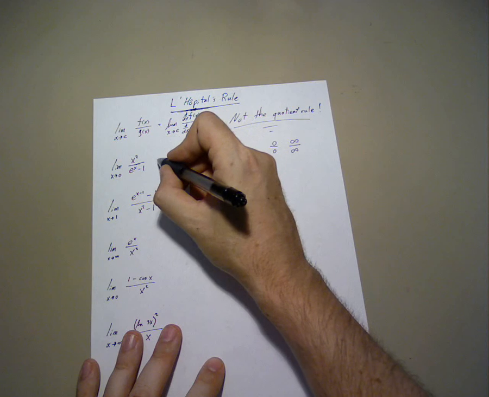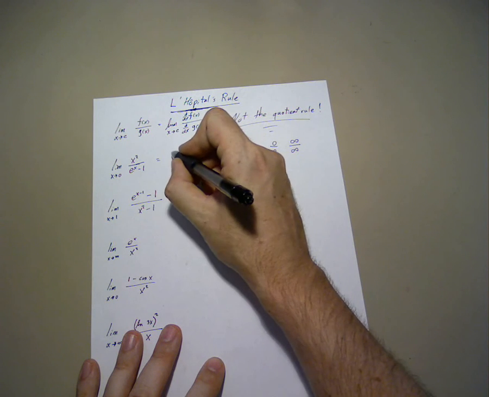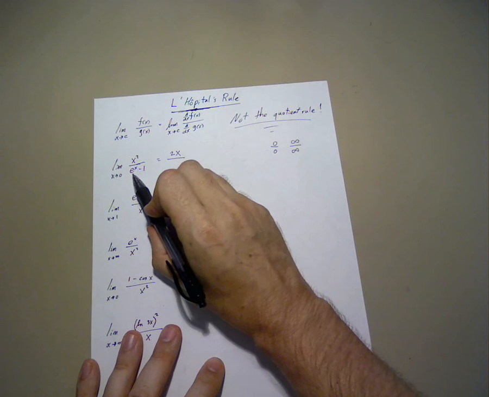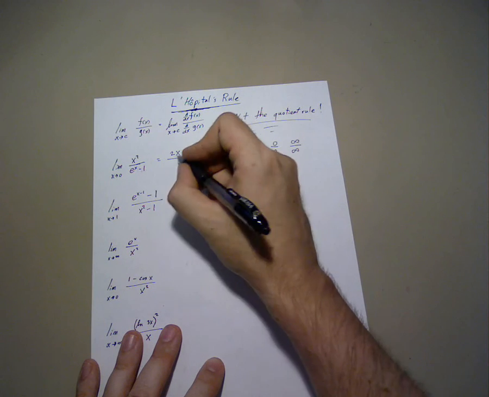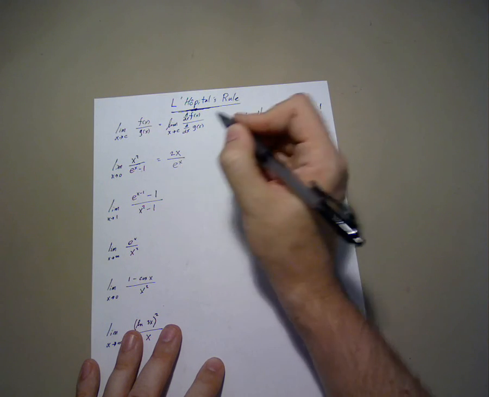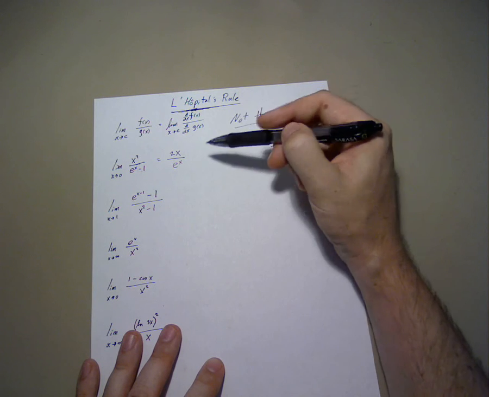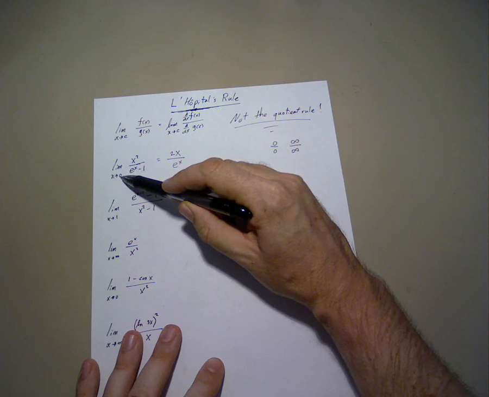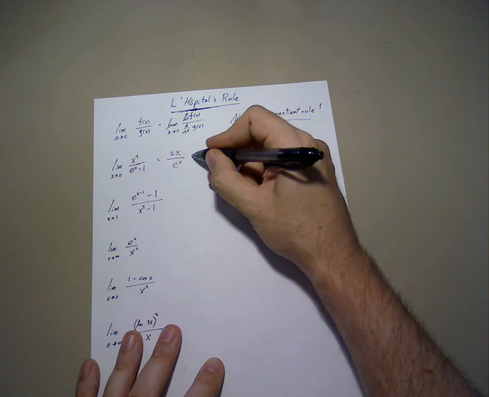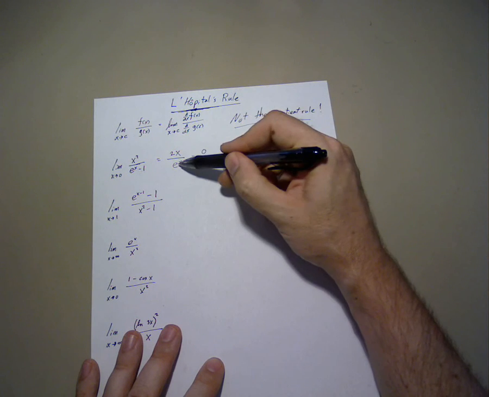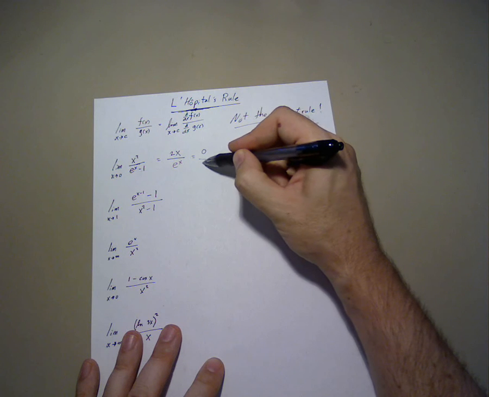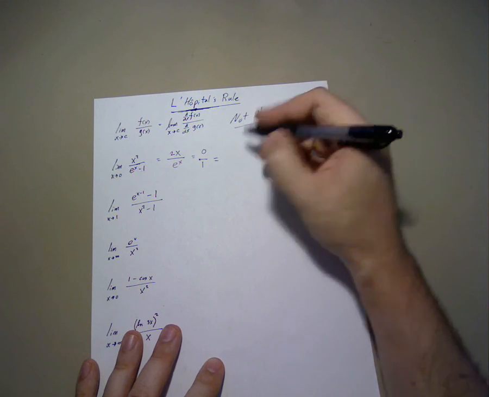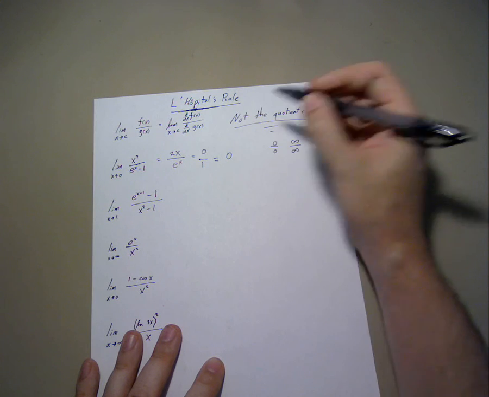So in this case, we take the derivative of x squared, which is 2x, and the derivative of e to the x minus 1, which is e to the x, and now we have a form we can evaluate. As x goes to 0, 2x becomes 0, and e to the x becomes 1. Hence, the correct value of the limit is 0.